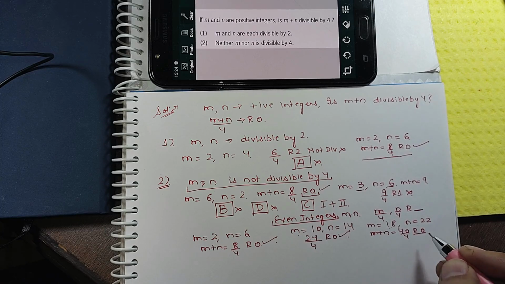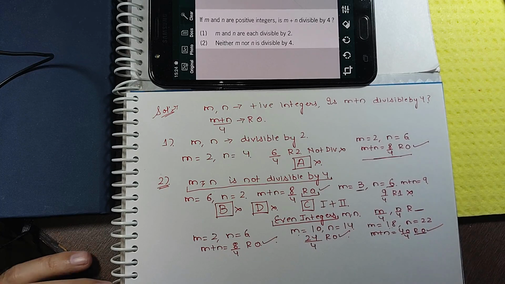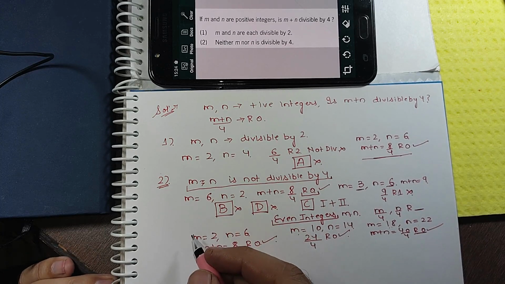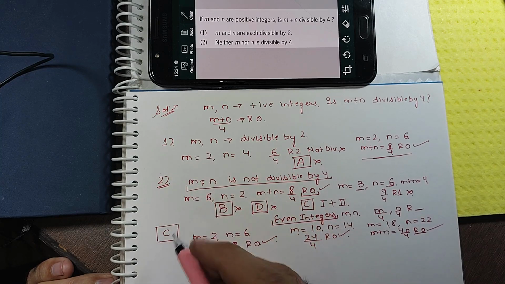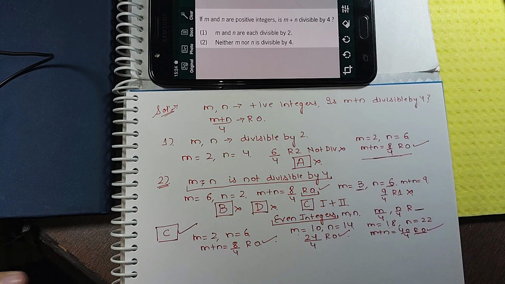So since we are getting the same result for more than 2 values, we can say that statement C is sufficient to answer our question, that M plus N, given the conditions in statements 1 and 2, is divisible by 4. Both the statements together are sufficient to answer this question.